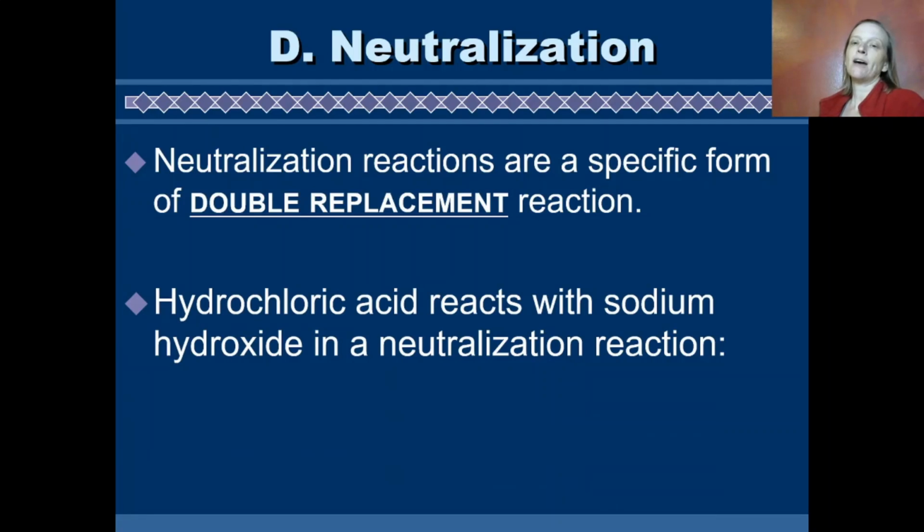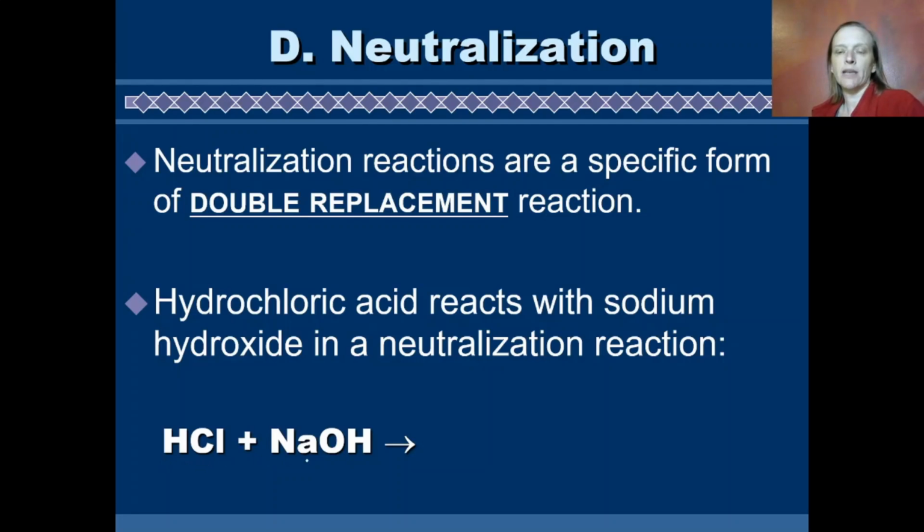For instance, if we have hydrochloric acid reacting with sodium hydroxide in a neutralization reaction, here's my formula for hydrochloric acid and for sodium hydroxide. And you can see here that I have an ionic compound plus an ionic compound, and that's the standard thing we would expect to see from our reactants if it's a double replacement reaction. And therefore, my positively charged ions are going to swap places and pair up with new negatively charged partners.